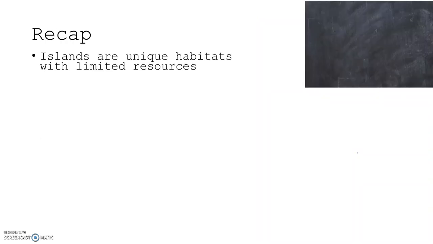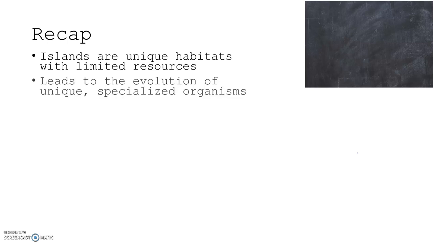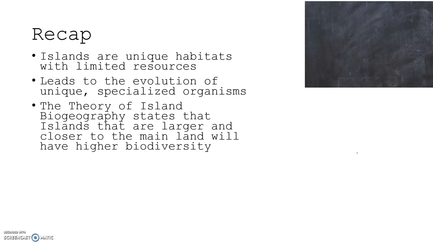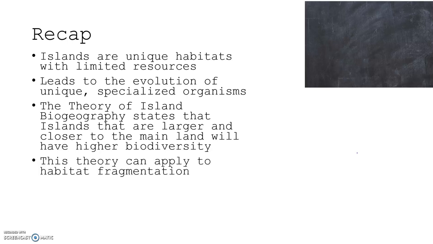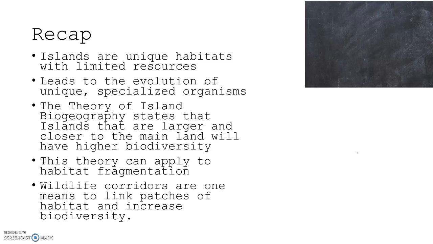So to recap, islands are unique habitats with limited resources, which leads to the evolution of unique and specialized organisms. The theory of island biogeography states that islands that are larger and closer to the mainland will have higher biodiversity. This theory can also apply to habitat fragmentation. And wildlife corridors are one means to link patches of habitat and increase biodiversity.